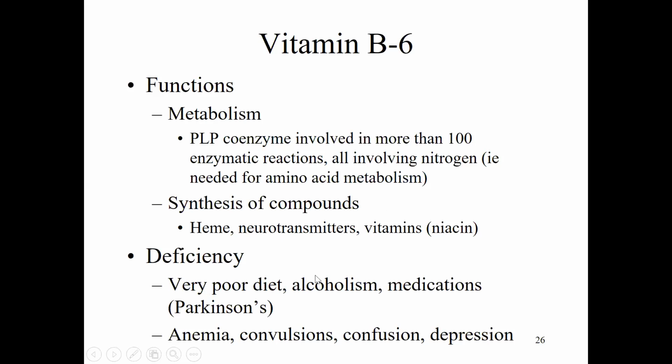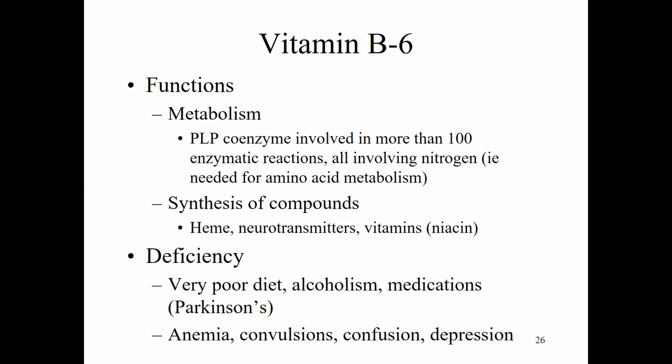In terms of what some of these chemical reactions are doing, they help synthesize very important compounds in the human body. Heme is a protein in our blood, part of hemoglobin. Neurotransmitters are chemical messengers throughout the body, especially for our nervous system. And it also helps make niacin. Remember, we can make niacin from tryptophan, which is in fact an amino acid that has nitrogen.